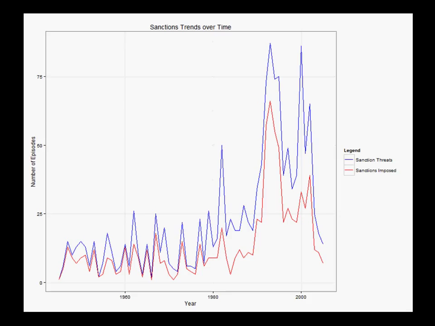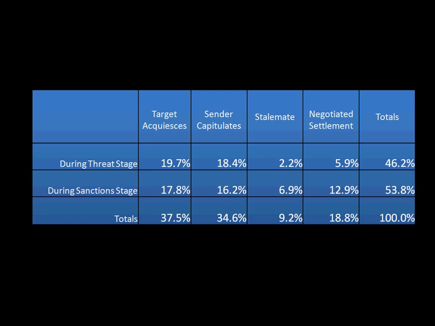And if we look at a breakdown here of outcomes by the timing of the outcome, whether it was during a sanction stage or during a threat stage, we've seen the data on the sanction stage before. Again, that's about half of the situations, that second row there. That first row is new to us. This is the outcomes during the threat stage. And the key takeaway point here is that if we look at the first column, that's the column where the target acquiesces, the target gives up whatever the issue at stake is to the sender after the sender makes the threat to impose sanctions.